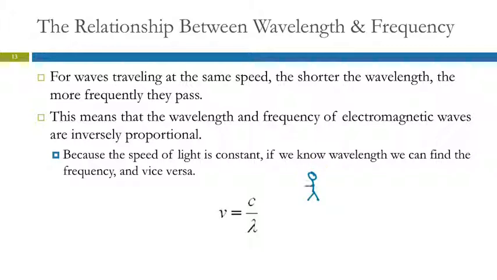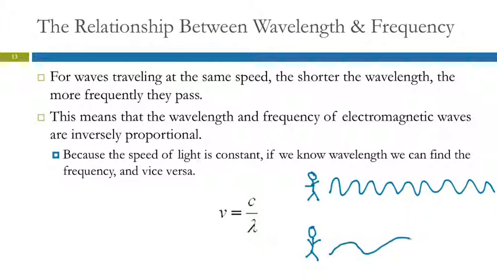So if you imagine 2 people standing in the water, right? I have to draw it backwards. If these waves are traveling at the same speed, which of these people is going to get hit more frequently? A or B? A, right? They're going at the same speed. This one's going to go bang, bang, bang, bang, bang, bang, bang. And this one's going to go bang, bang, bang, right?